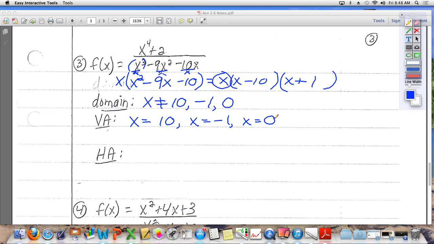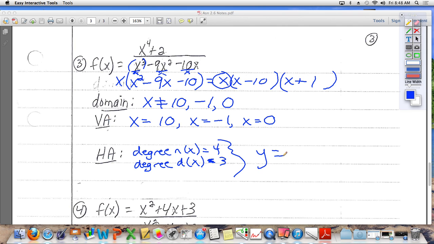Horizontal asymptotes. Well, horizontal asymptotes, remember we need to check the degrees. What is the degree of the numerator? 4. The degree of the numerator is 4. What about the degree of the denominator? 3. The degree of the denominator is 3. And whenever the degree of the numerator is greater than the degree of the denominator, that told you that you were going to have a horizontal asymptote where? Don't have one at all. Yeah. So there is no horizontal asymptote. None. There's no horizontal asymptote when the degree of the top is bigger than the degree of the bottom.